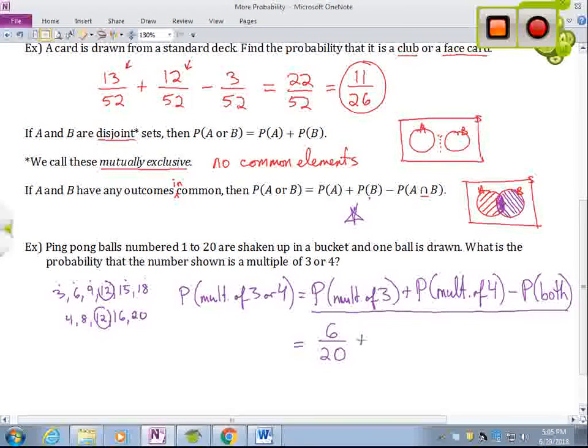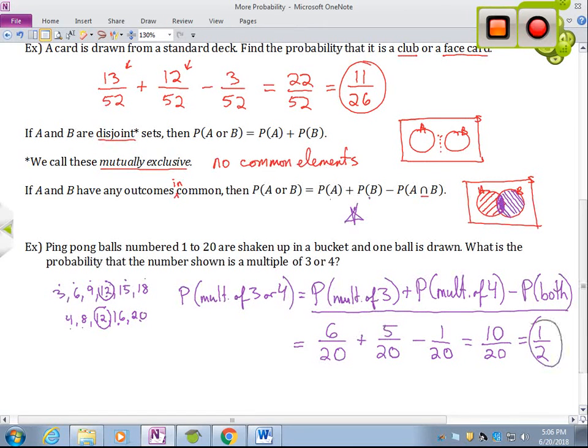Which by the way, that can be reduced, but I don't want to reduce these until I have added and subtracted everything I need to, because I need a common denominator in order to add and subtract anyway. So leave it as 6 out of 20. Then multiples of 4. I have 1, 2, 3, 4, 5. So the probability of choosing one of those is 5 out of 20. But then we need to subtract the probability that it is both. And like I said, there's one number, the 12, that is both a multiple of 3 and 4, so we subtract 1/20th, its probability, and we get a total of 6 plus 5 minus 1 is 10 out of 20, which does now reduce nicely to 1/2.